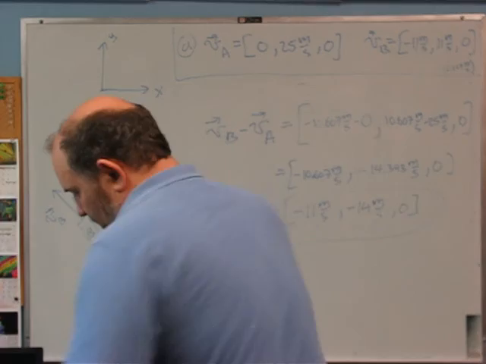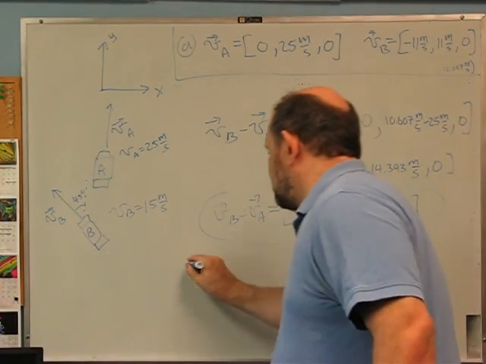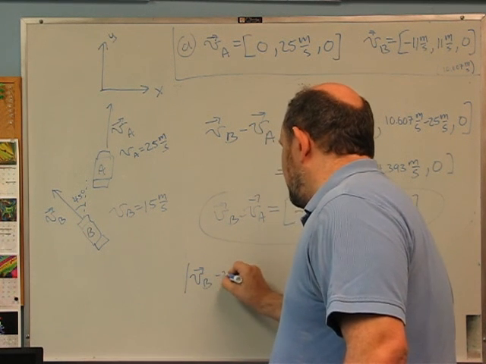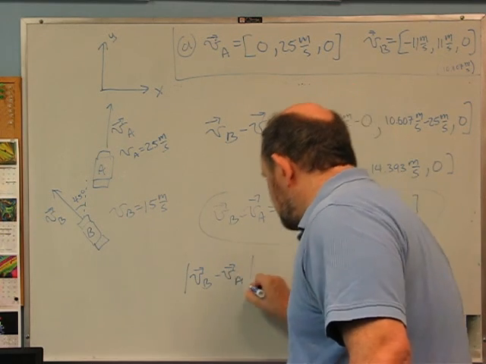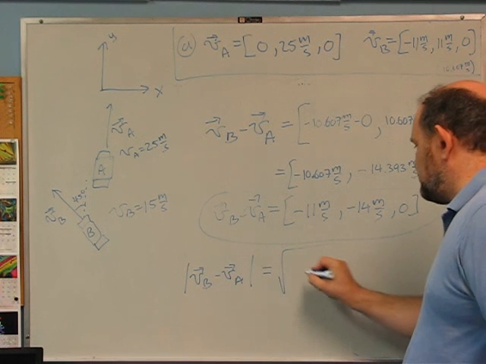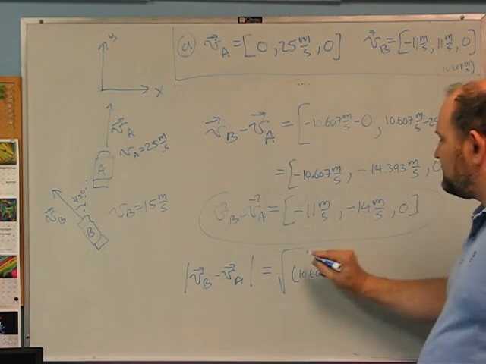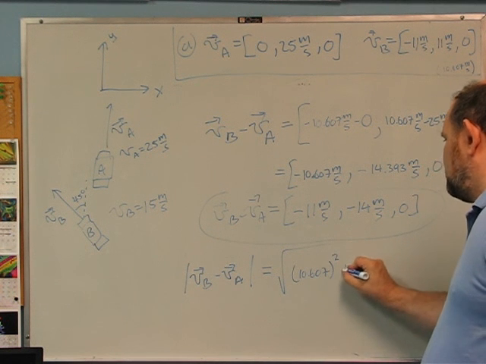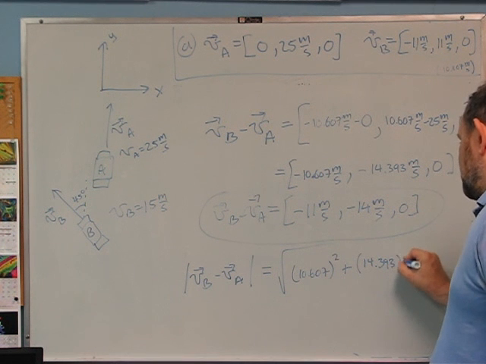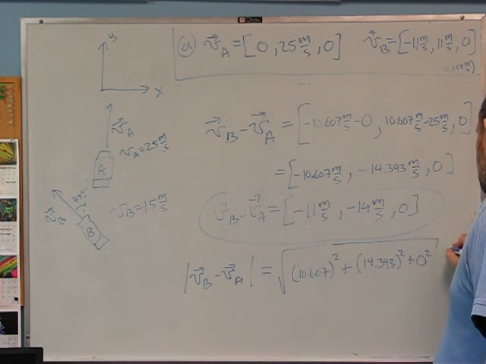Part C is, what is the relative speed of the two cars? Well, speed is just the magnitude of velocity. I didn't actually name this relative velocity vector, but you can just put bars around it to indicate the magnitude of it. That's going to be the square root of 10.607, I'm not going to write the units on it, I'll explain why in a moment, plus 14.393, and notice again, I'm keeping extra digits for intermediate numbers, plus 0 squared, that's easy, meters per second.